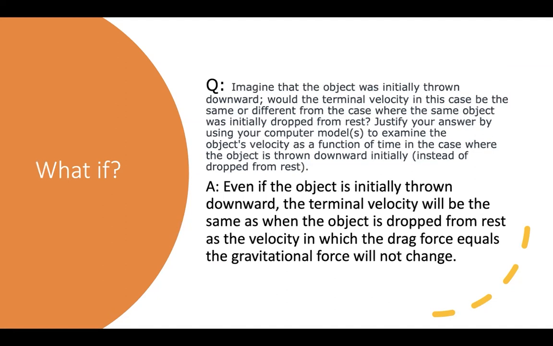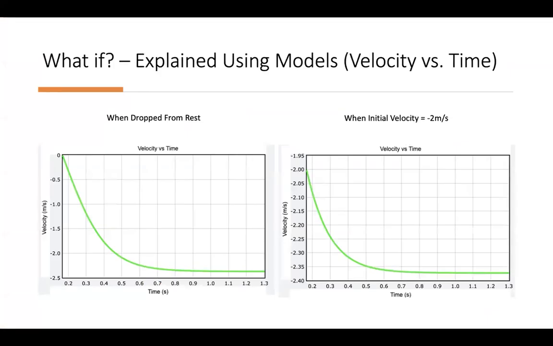What if, even if the object is initially thrown downward, terminal velocity will be the same as when the object is dropped from rest, as a velocity in which the drag force equals the gravitational force will not change. The graph on the left shows velocity versus time when the object is dropped from rest. And the graph on the right shows velocity versus time when the object has an initial velocity of -2 meters per second. Despite the initial velocity difference, you can see that both have a terminal velocity around 2.37 meters per second.